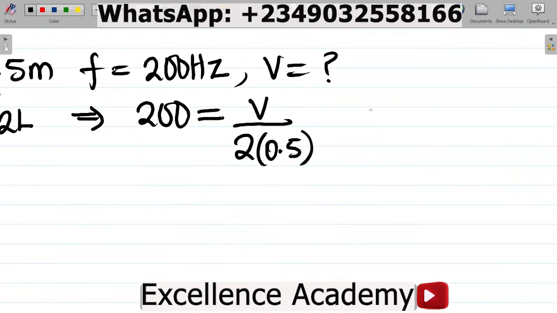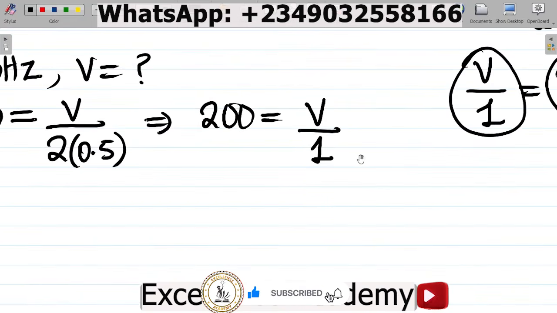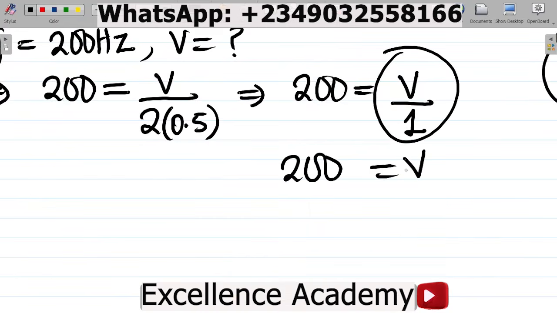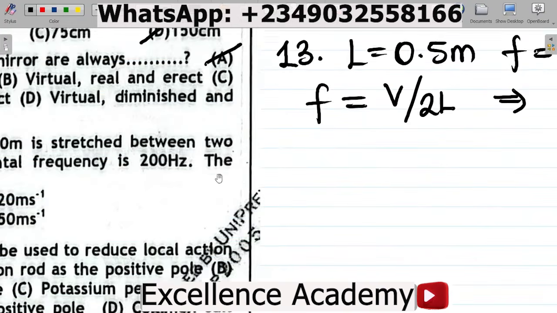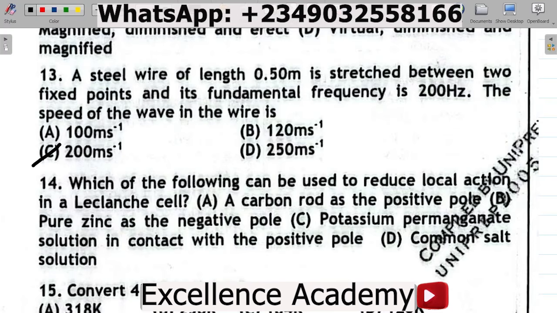Proceeding with this gives 200 equal to V all over 2 times 0.5. That's 2 times half, which gives you 1. So V over 1 gives you V. So 200 is equal to V, or V is 200. Of course, this would be in meters per second. That's speed or velocity. So V is 200 meters per second, and that's option C, 200 meters per second.